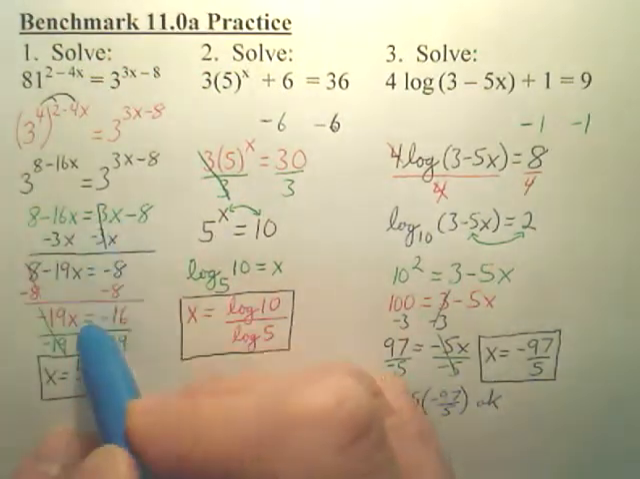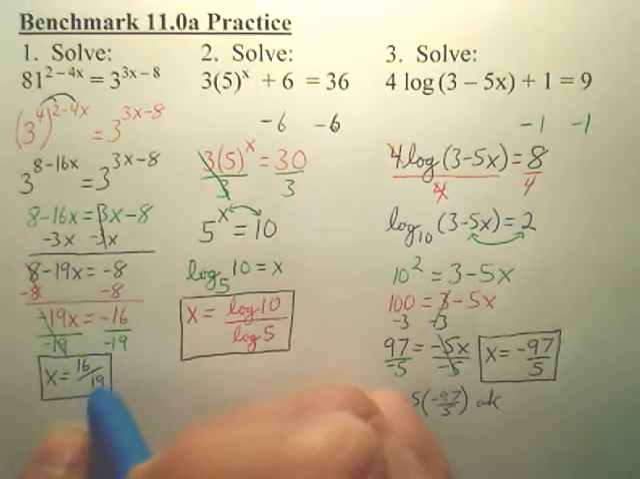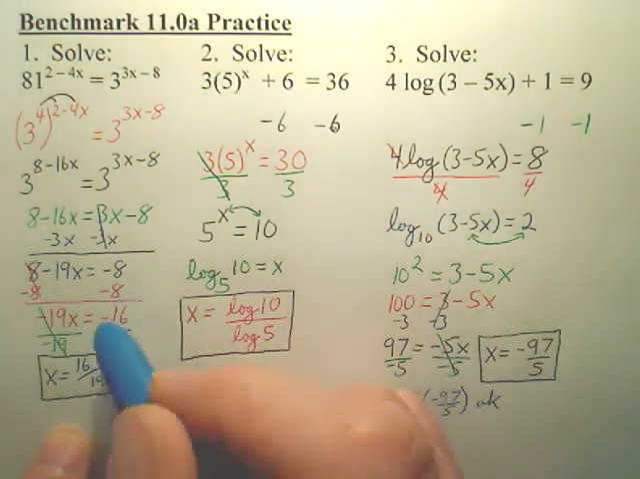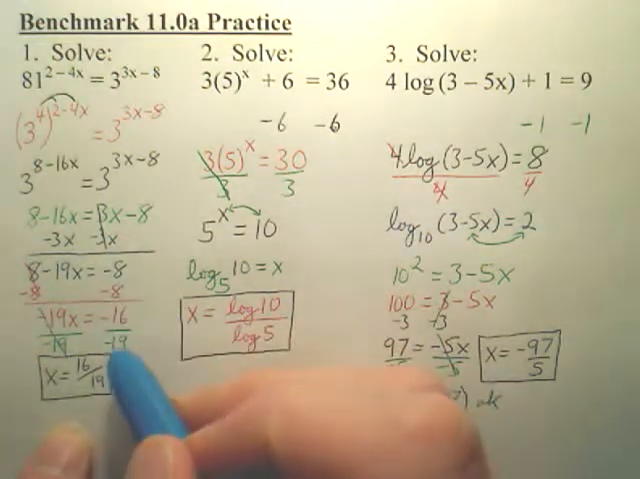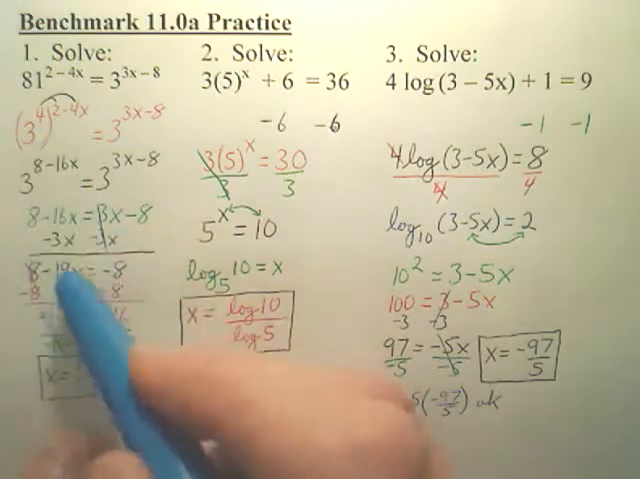And then we just solve it using basic solving skills, and you get 16 over 19. That looks like it reduces, but it doesn't. 19 is actually prime. Okay, so that is the step. There is no log involved.